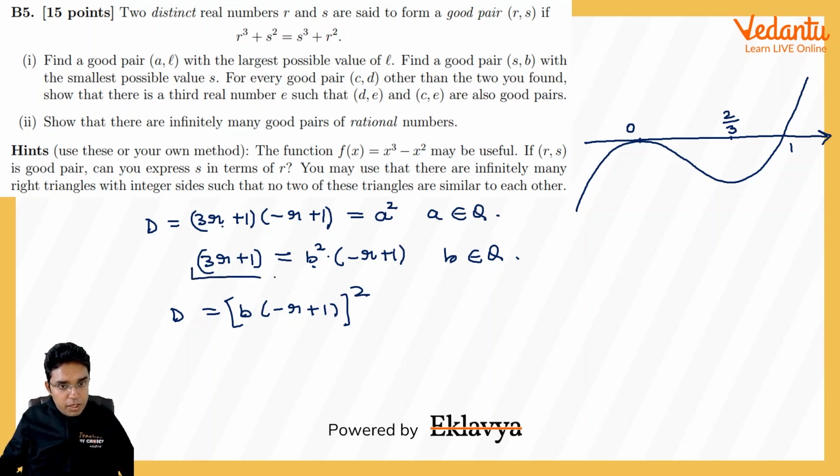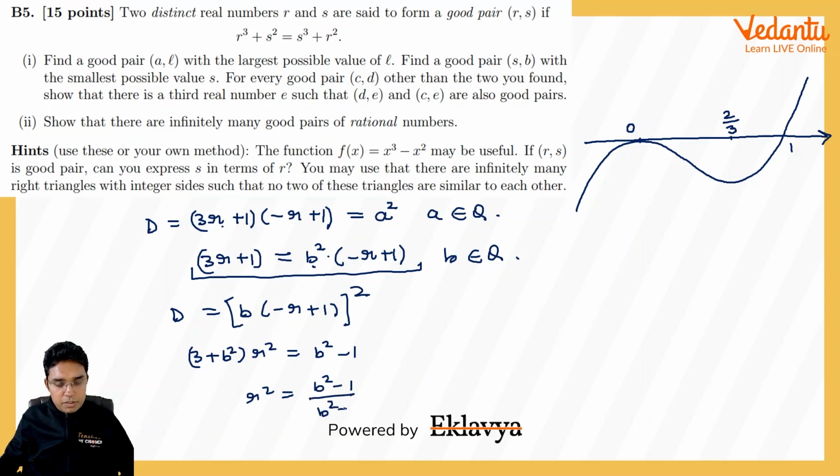Now, if 3r plus 1 is equal to this thing, what will be the value of my r? If I bring this here, we will be getting (3 plus b square) into r equal to b square minus 1. So r will be equal to (b square minus 1) upon (b square plus 3). This is not r square, this is r.